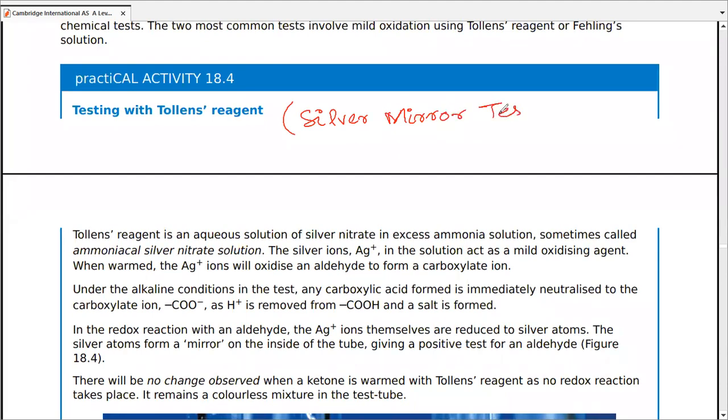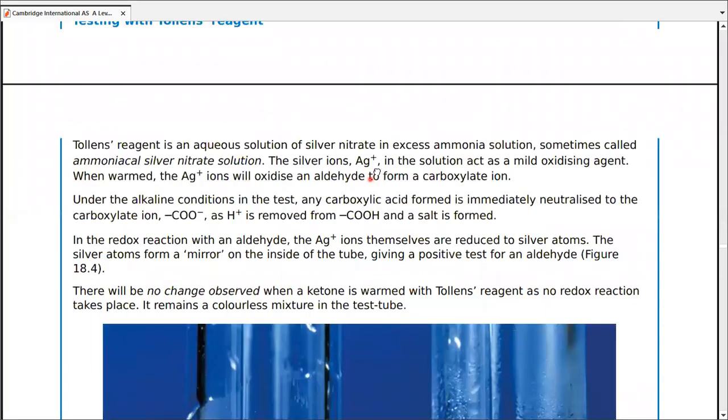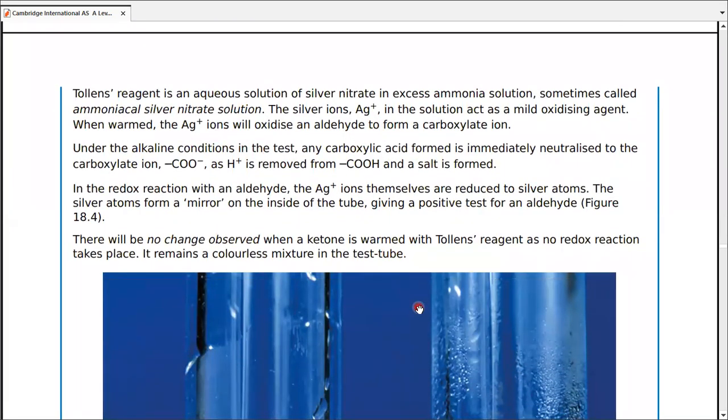As the name suggests, you're going to form a mirror right inside of a test tube, and it would look like a mirror made out of silver, right? Hence the name silver mirror test. Tollens was the name of the scientist who discovered the reagent. Now, this reagent is an aqueous solution of silver nitrate dissolved in excess ammonia. It is also known as ammoniacal silver nitrate solution.